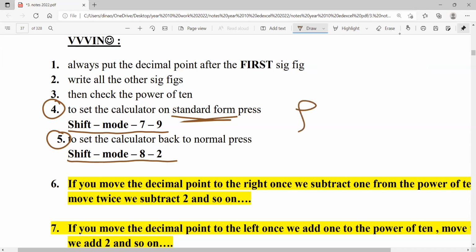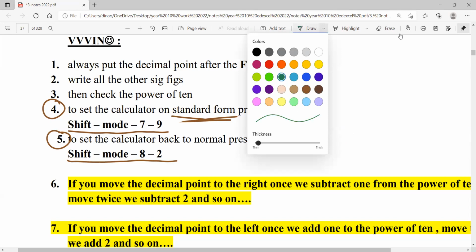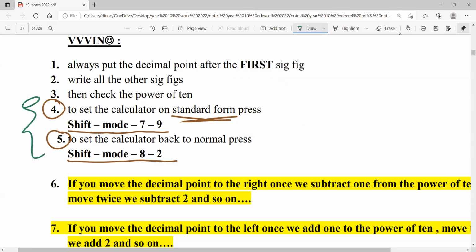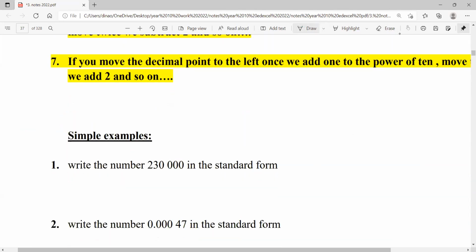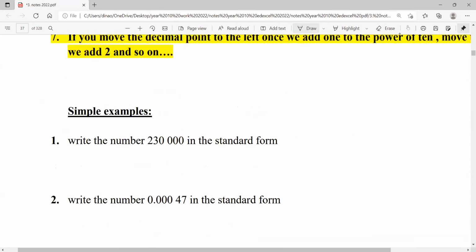Some people will say, Miss, there's a button on the calculator labelled ENG, why don't I use it? I'm not a fan of it, I don't like it. Honestly I like Shift Mode 7-9 because it gives me the answer immediately after the first significant figure. So let's practice on these two notes, note 4 and note 5, in these questions over here. Question number 1, question number 2. As you can see, the question says, change to standard form. How do I change to standard form?